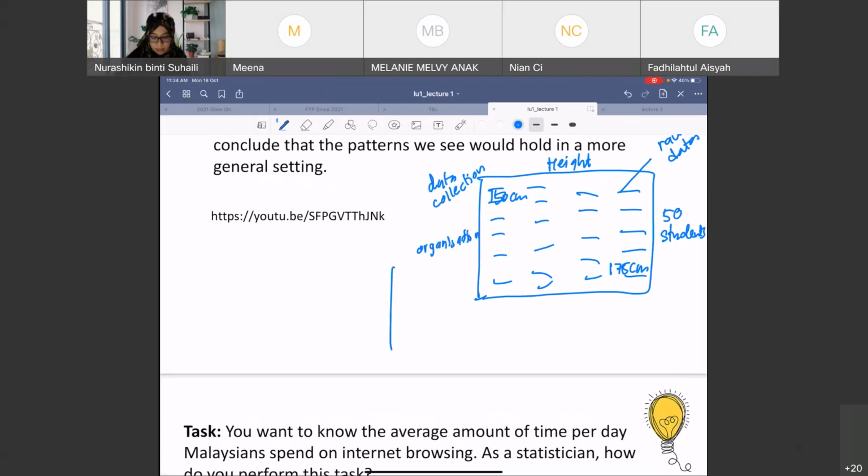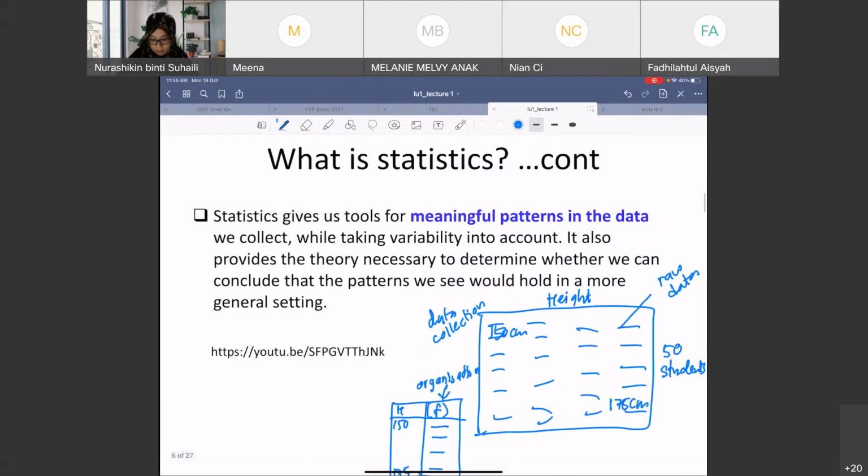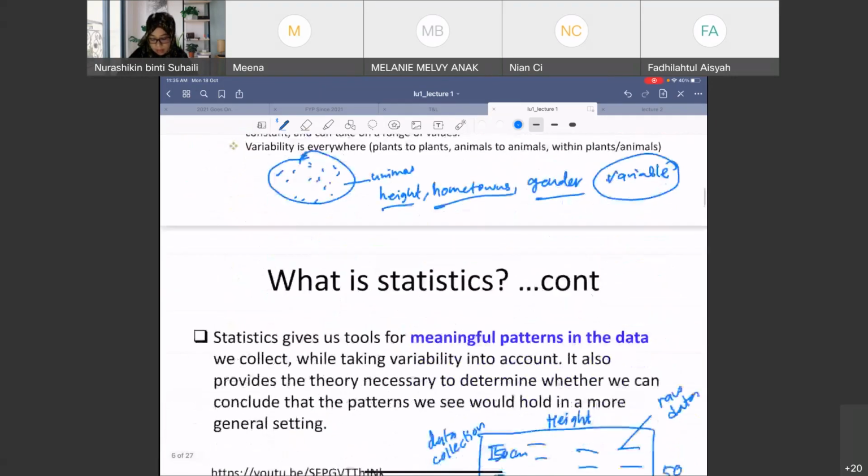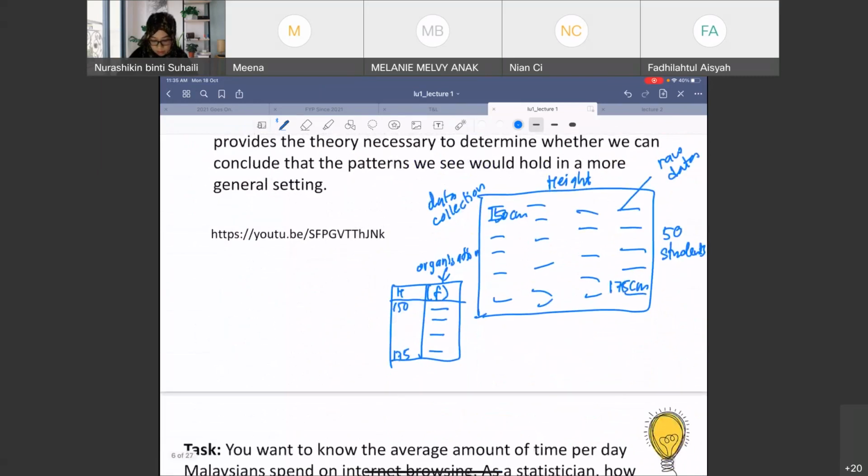Maybe I create a table, with the height and the frequency, starting from 150 until 175, showing how many people got that particular height. That is about organization. And then the third stage is analysis.